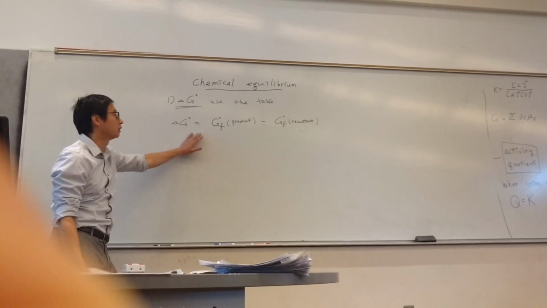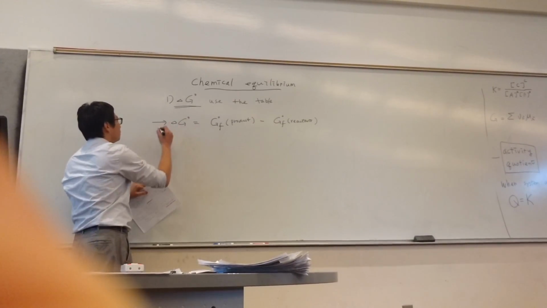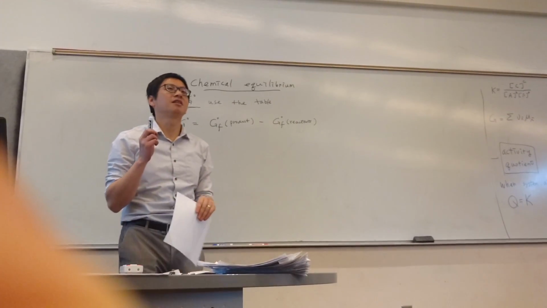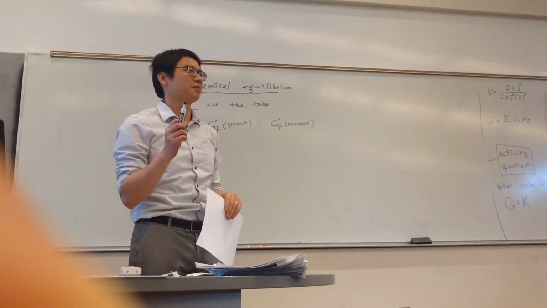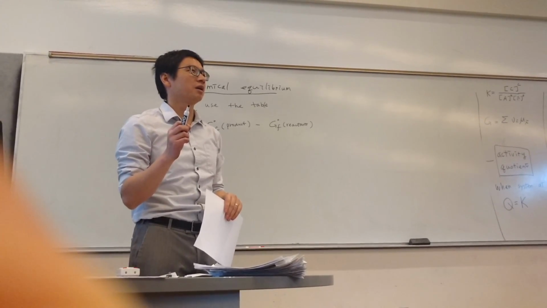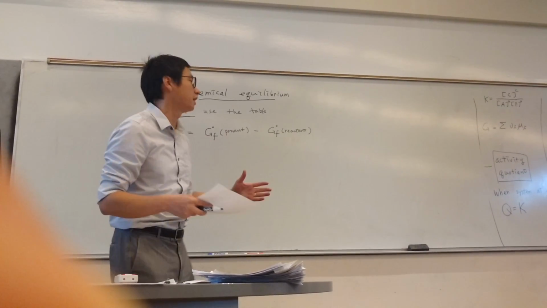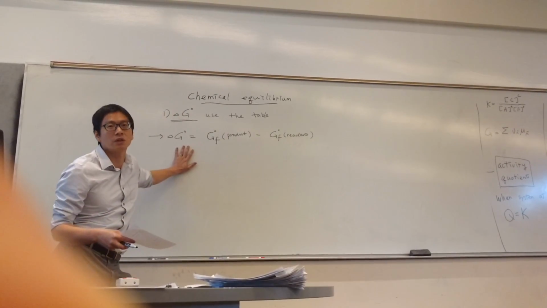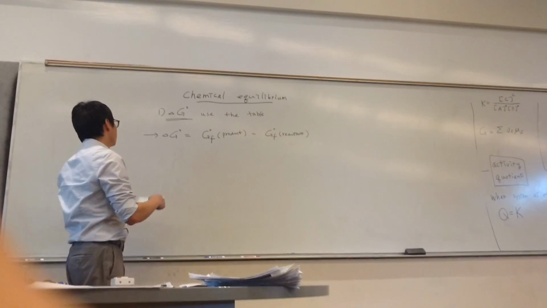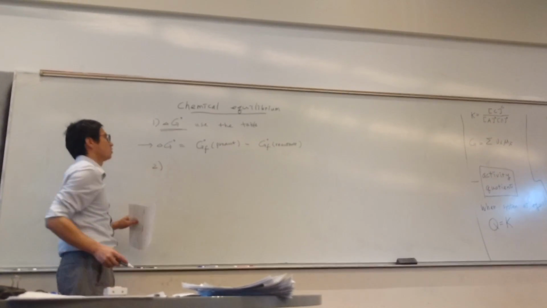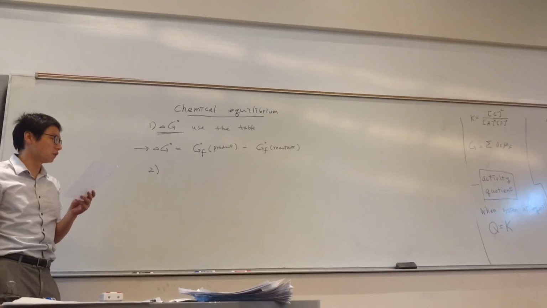Okay, but this will only work when your reaction happens under standard conditions. If your reaction is not happening under a standard condition, then you cannot do it this way. So there's a second method that you can use to calculate your delta G naught for your system.